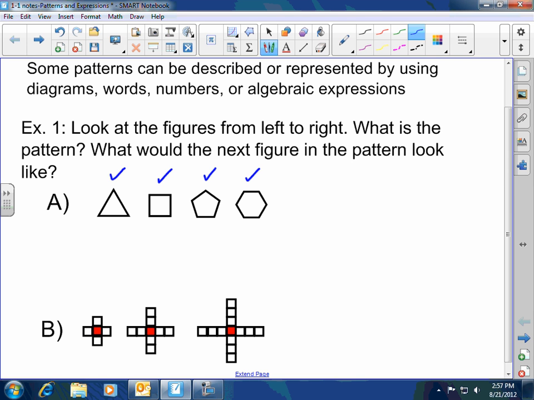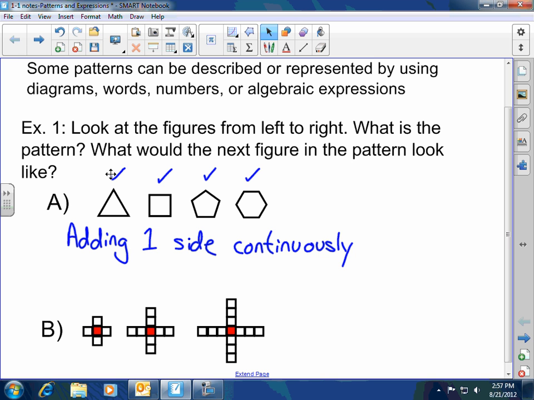Well, I'm adding one side, continuously. So I'm just adding 1, 1, 1, 1. So what would our next figure look like? Well, it would be a heptagon, and that is a figure with 7 sides.